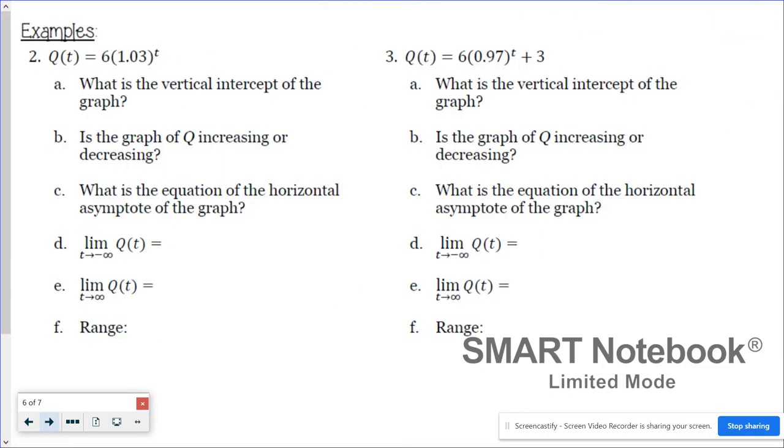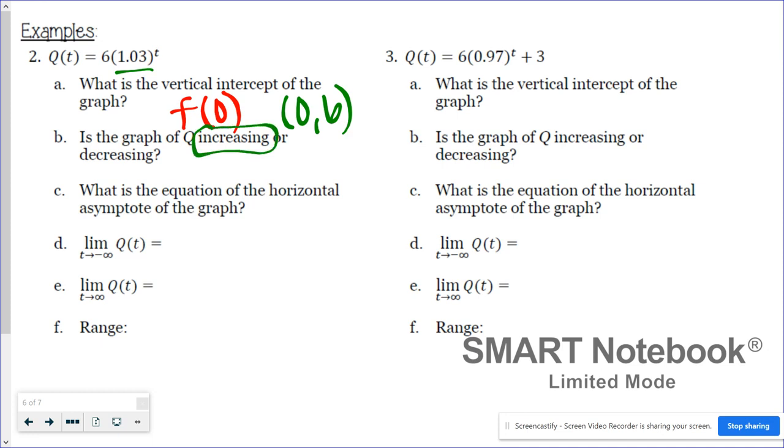So let's analyze some functions here. What is the vertical intercept of the graph? Remember, I can find that vertical intercept by evaluating f of 0. So I can plug in 0 for x, or in this case t, and calculate my results. In this problem, I get a y-intercept of 6. So when x is 0, the y-intercept is 6. Is the graph of Q increasing or decreasing? Well, given that my b value is 1.03, I know it's growth, so that means it's increasing.